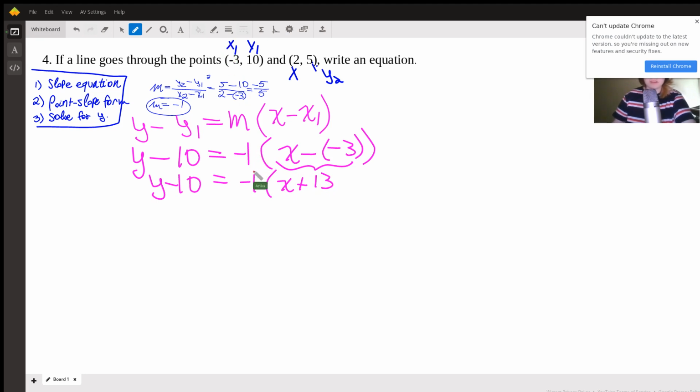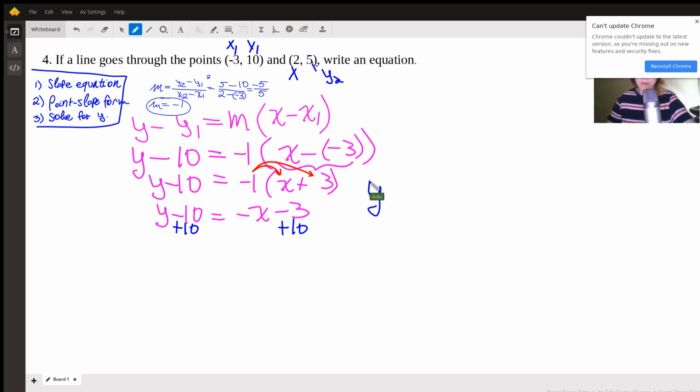And next we'll use the distributive property to expand that out. Sorry, I wrote down x plus 13 by mistake. It's x plus 3. So then we'll have -1 times x is -x, and -1 times positive 3 is -3. Then y minus 10. And lastly, we just have to add 10 to both sides to get y all by itself.